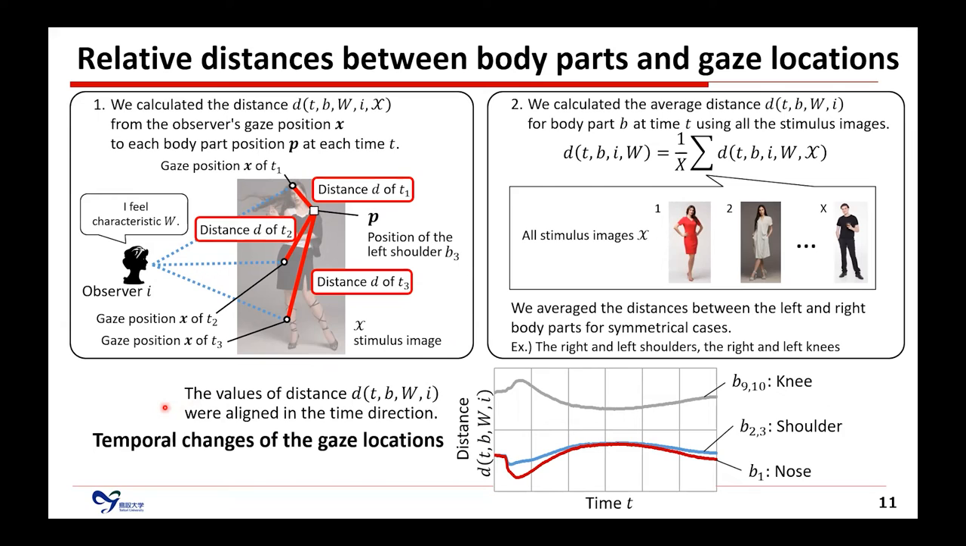We refer to the values of distance d aligned in the time direction as the temporal changes of the gaze location. We show an example of temporal changes of the gaze location for nose, shoulder, and knee.